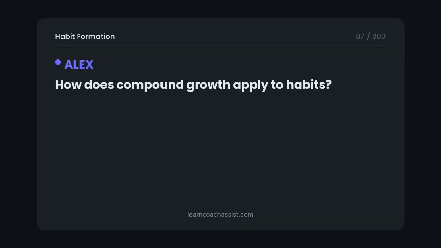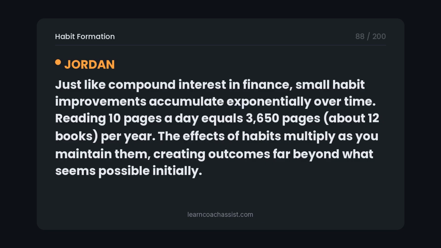How does compound growth apply to habits? Just like compound interest in finance, small habit improvements accumulate exponentially over time. Reading 10 pages a day equals 3,650 pages, about 12 books, per year. The effects of habits multiply as you maintain them, creating outcomes far beyond what seems possible initially.